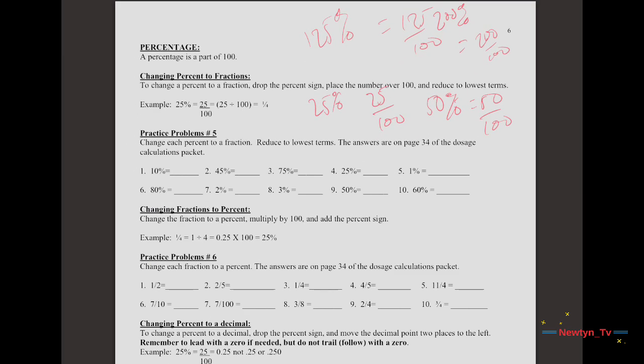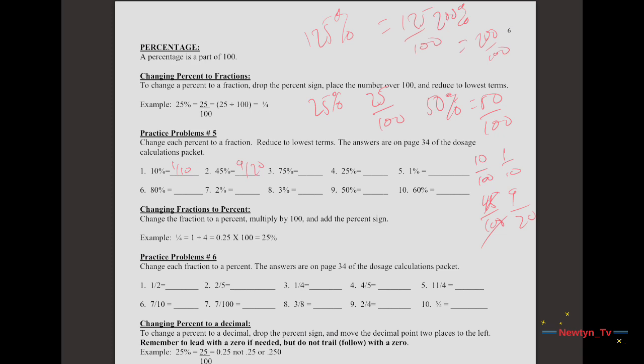So let's change this percentage. If you change percentage to fraction, 10% will be 10 on 100, and now when we simplify it we get 1 on 10, right? Very simple. So this is 1 on 10. 45%, which is 45 on 100. Now 5 will go here, 9, 5 will go here, 20, right? So we have 9 on 20. So you can pause the video and try to do the rest. If you have any question, put it under the comment section and I'll answer you.